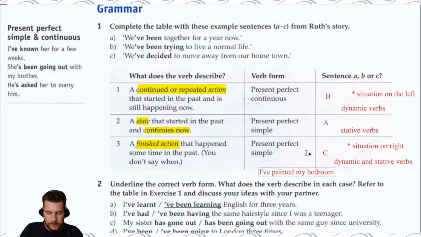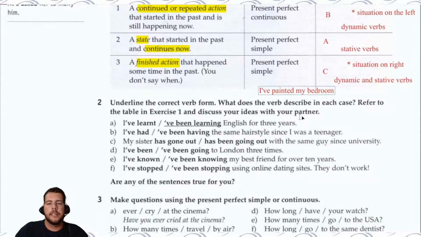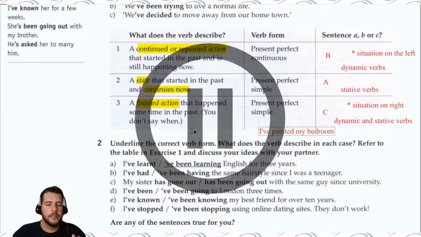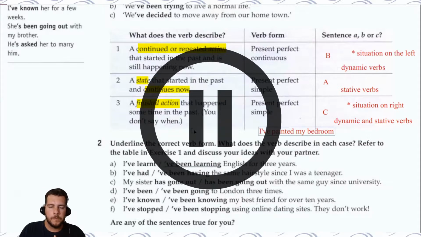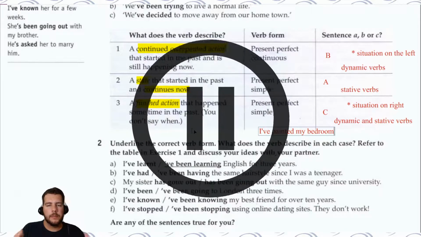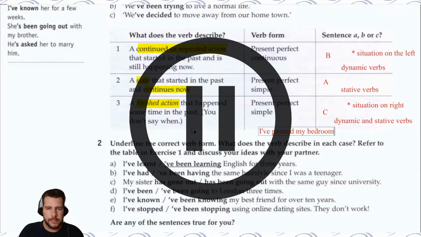So now, moving on to exercise number 2. In exercise number 2, you have to underline the correct verb form, and I want to know what the verb describes in each case. You can use the table in exercise 1 to answer. So please pause the video, do the exercise number 2, and after that play it again so that we can check.